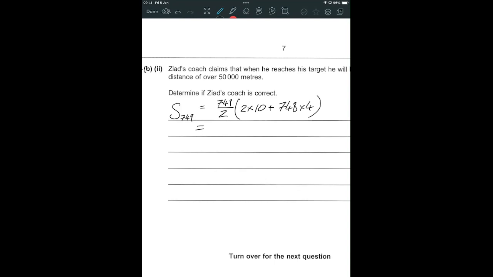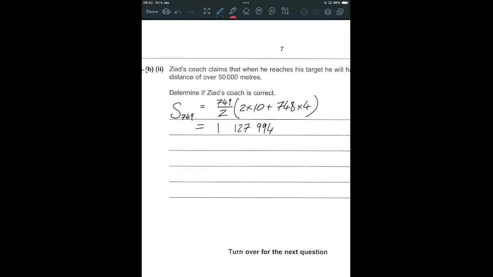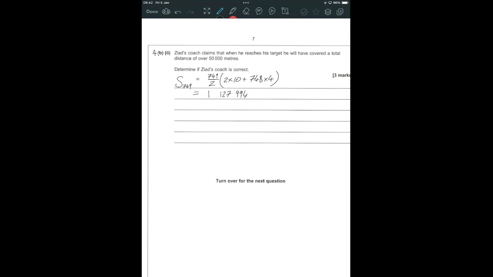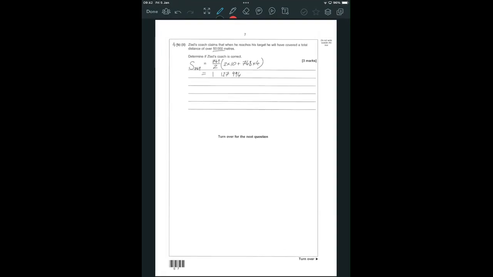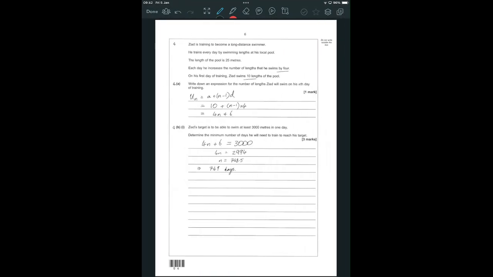And typing that into my calculator gives me a ridiculously large number. 1,127,994. Now I am a little worried for the reason that number seems so far away from the 50,000 in the question. And that automatically gives me alarm bells. So I would like at this point to check previous parts of the working. Make sure I haven't done something a bit silly. And yes, I have.